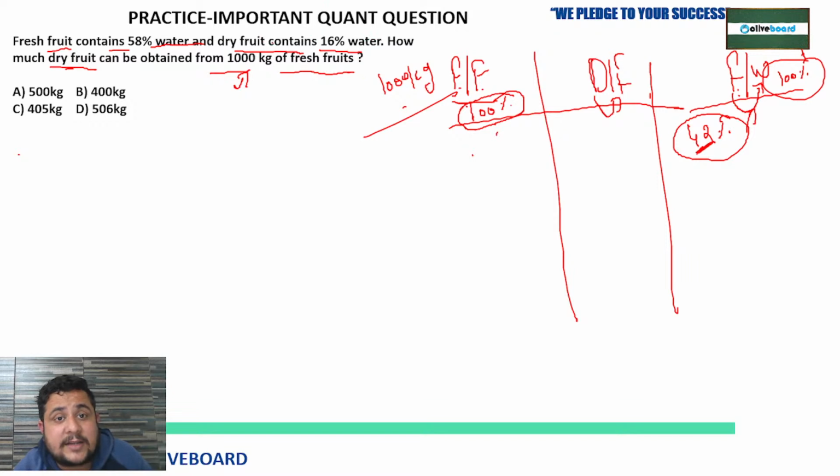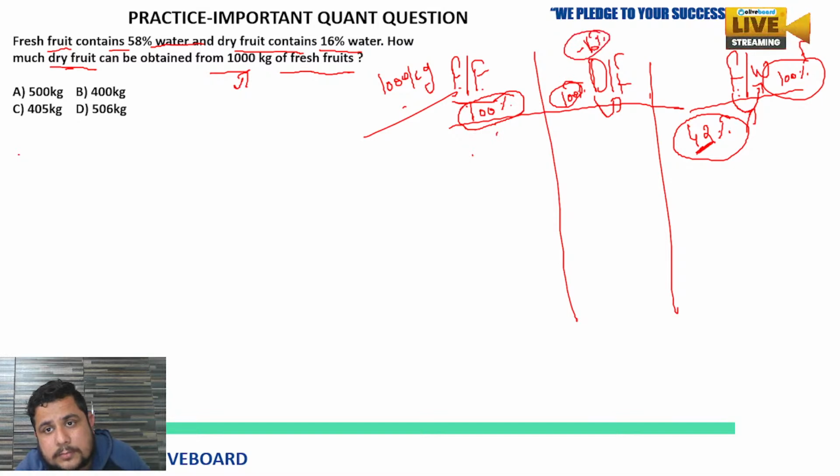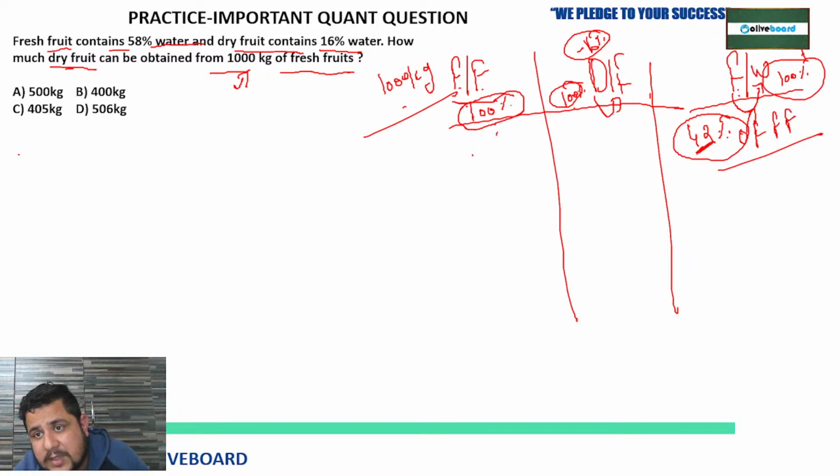One more thing, they are saying that dry fruit contains 16% water. So if I talk about 100% of dry fruit, there will be 16% water. So just remove that 16%. This 42% represents the quantity of fruit without water, which is with respect to fresh fruit. Now if I remove 16% from 100% of dry fruit, then there will be a quantity of 84% of dry fruit.